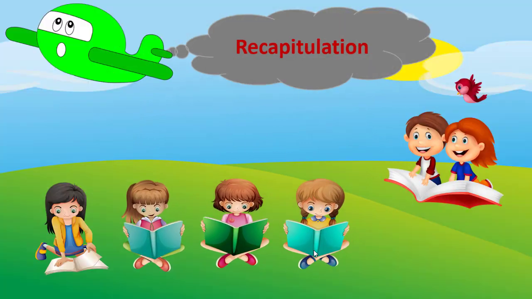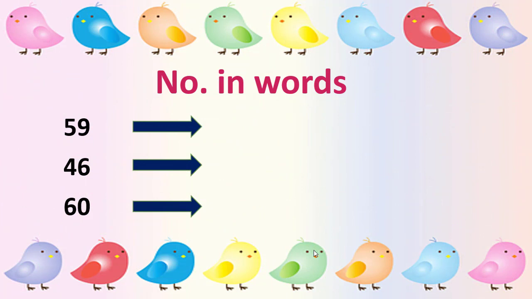Now it's time for our recapitulation and you will tell me what is its number name. Our first number is 59. What will be its number name? Very good. Its number name is FIFTY 50 NINE 9 59.